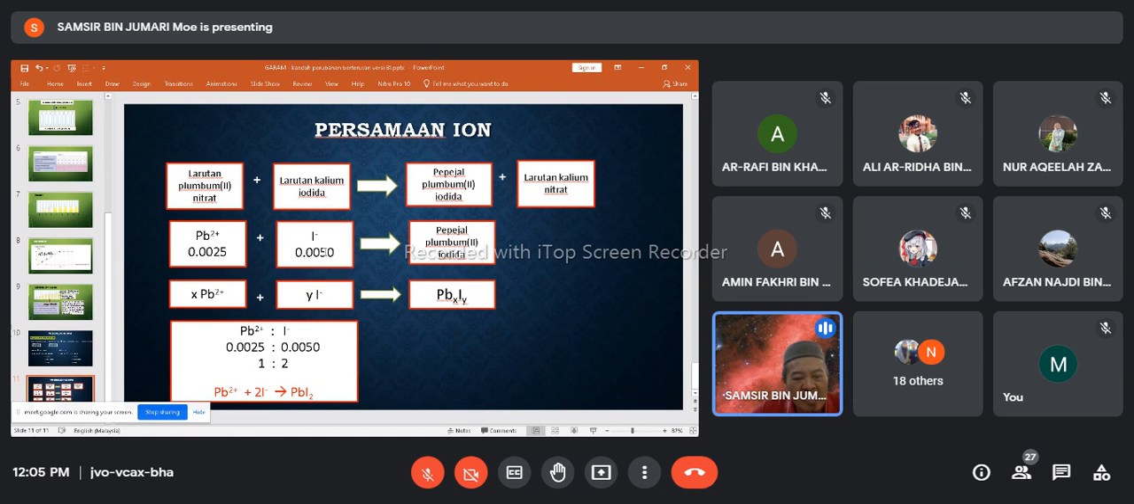Ni kalau kita jadikan dia nombor bulat, kita tahu yang formula ada nombor bulat je, tak ada perpuluhan. Jadi kita jadikan dia paling ringkas. Jadi kita akan dapat 1 berbanding 2. That's why lah kita dapat formula dia. Pb nya 1, I nya 2 macam ni.